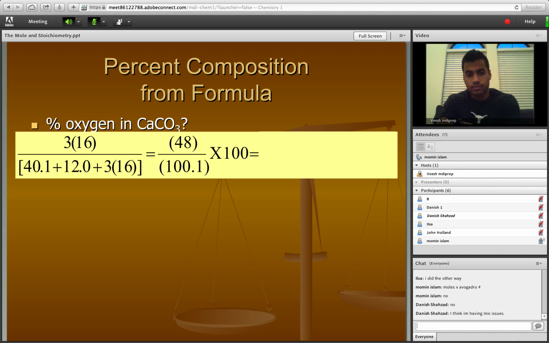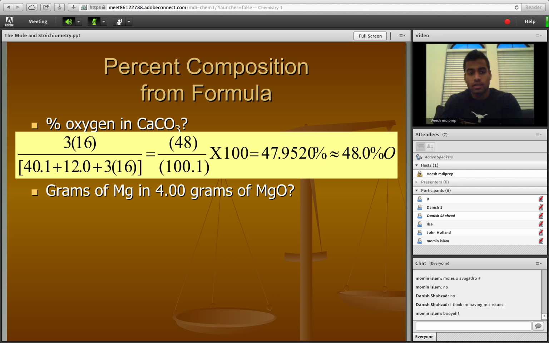So, all right, go ahead and turn off your mic. Good job, Momin. So for that, it's 48% oxygen. And that's exactly how you do it. 3 times 16, because there's 3 oxygens and each one is 16, and then the bottom is the molecular weight of the whole compound. And by doing that, you get the percent by mass.